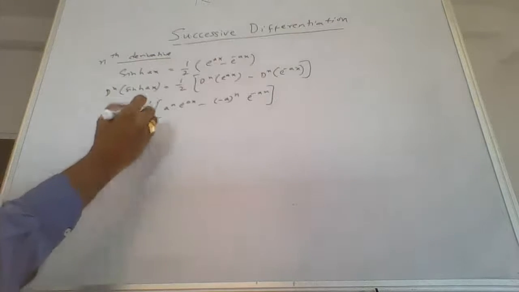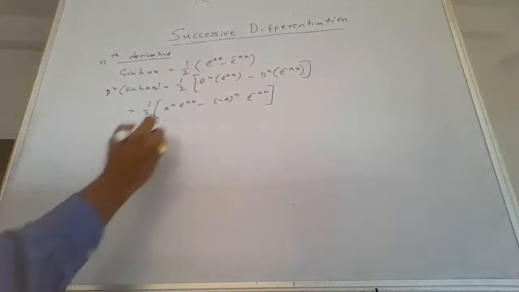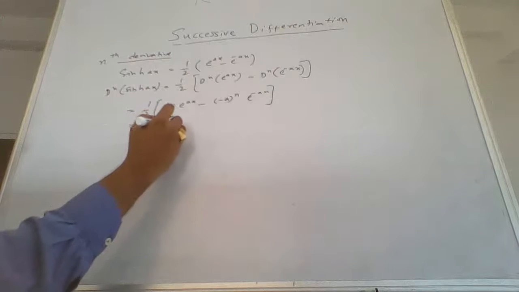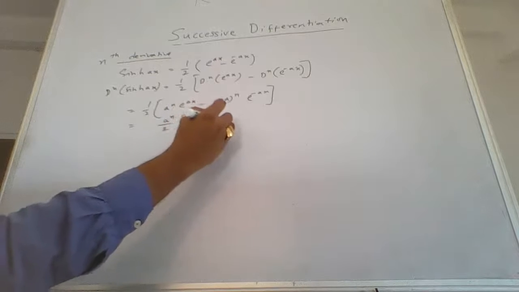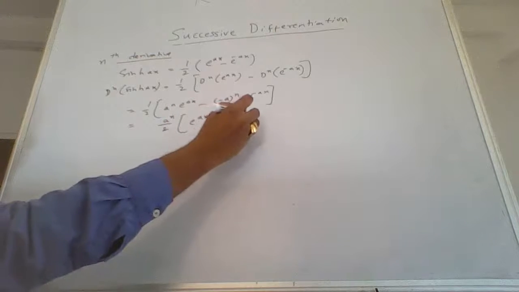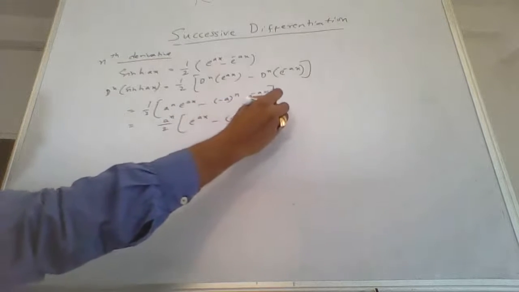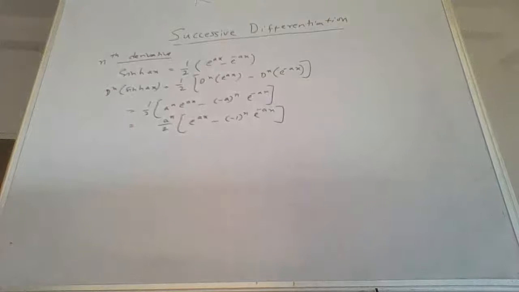Also, if you take e to the power of n divided by 2 common for both, I get e to the power of ax minus minus 1 to the power of n e to the power of minus ax. So that will be the nth derivative of this.